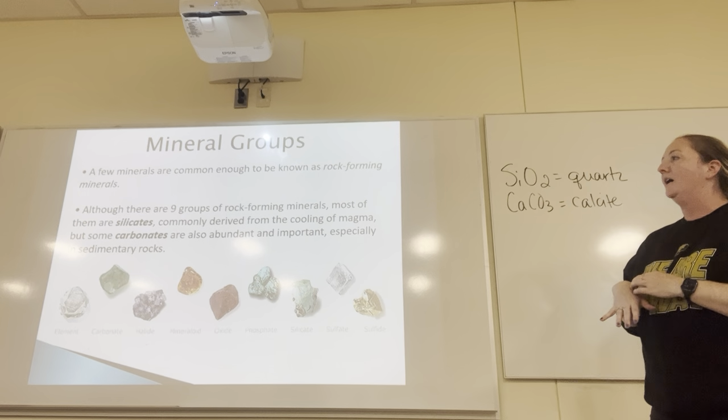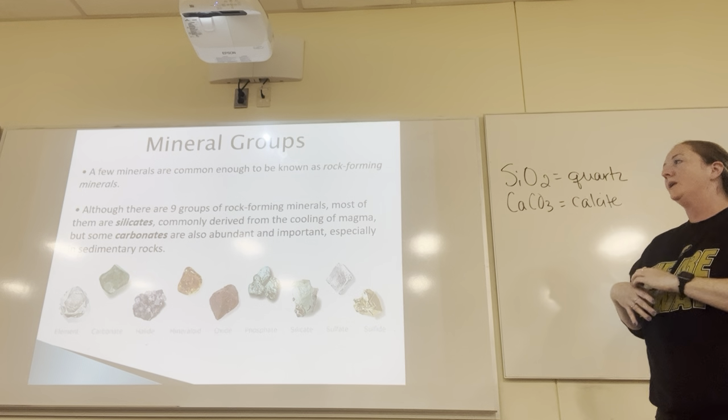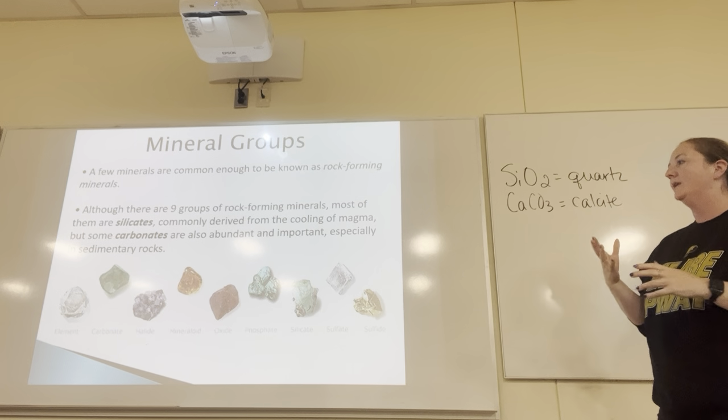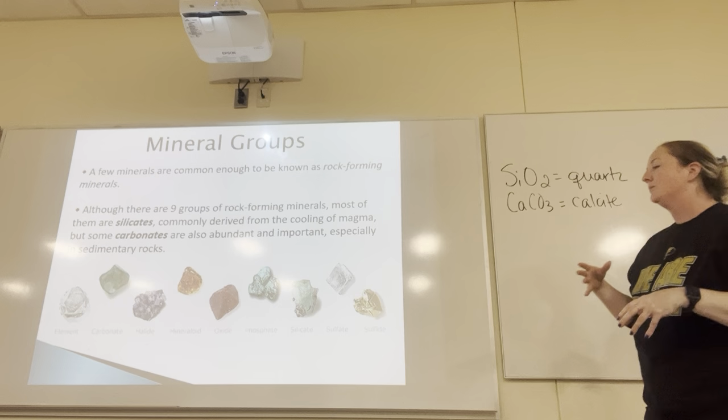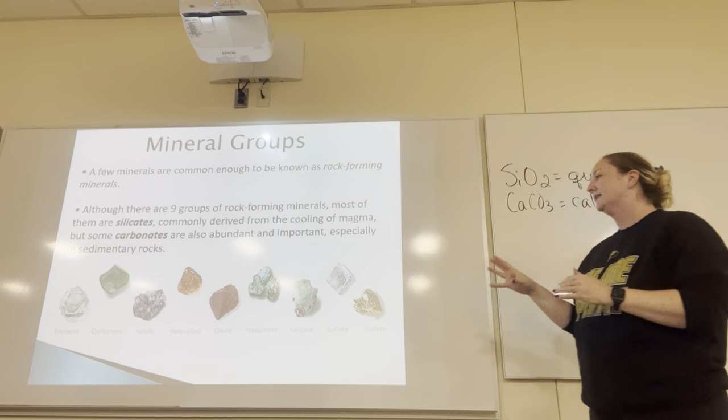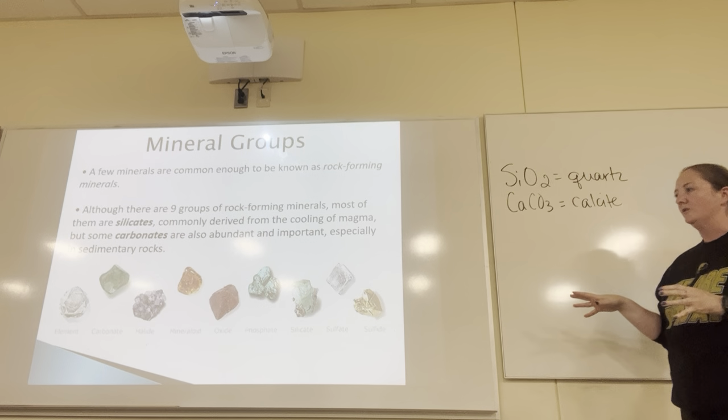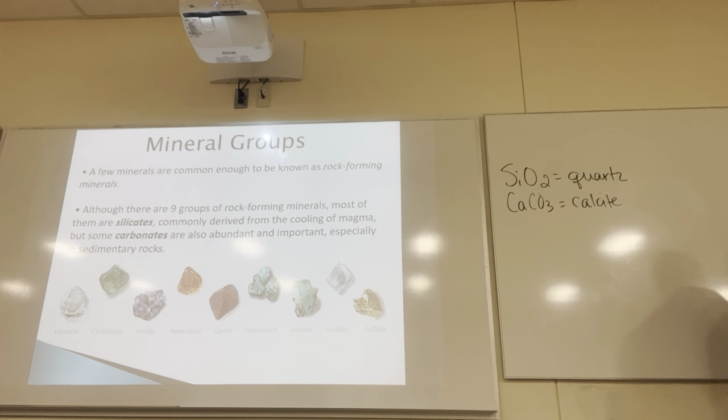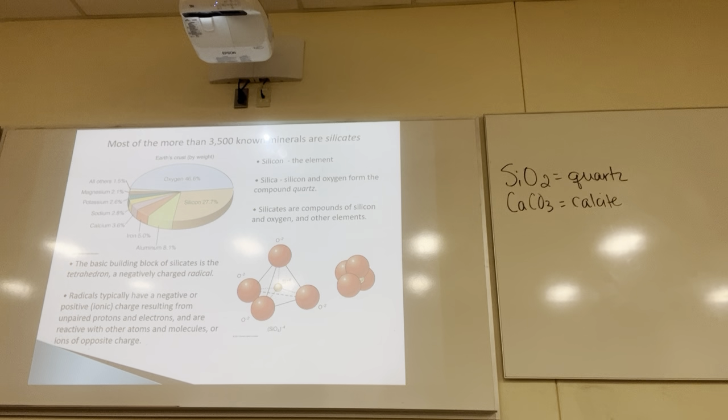After that, we have the carbonates, which can be pretty abundant as well, but not as much as the silicates. And then we have some other groups as well: the halides, oxides, phosphates, sulfates, and sulfides. And then we also have something called native elements, which are certain elements that are just minerals. There's nothing added to them, just individual elements.